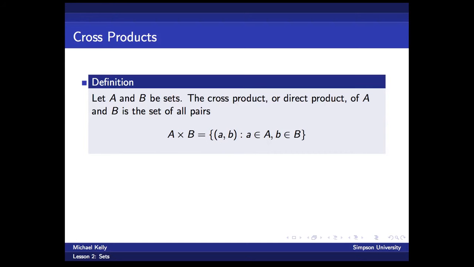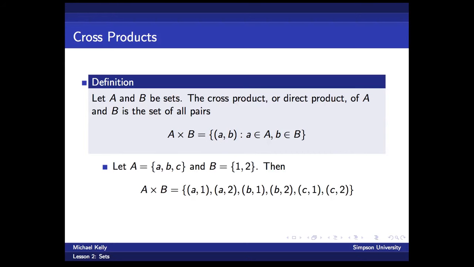Another operation we can perform between two sets to form a new set is called a cross product. So let A and B be sets. The cross product is all ordered pairs (a, b), where a belongs to the set A and b belongs to the set B. For example, if the set A is the set {a, b, c}, and the set B is the set {1, 2}, then their cross product gives us the pairs a1, a2, b1, b2, and c1 and c2. So it's just pairs of elements from A and B.